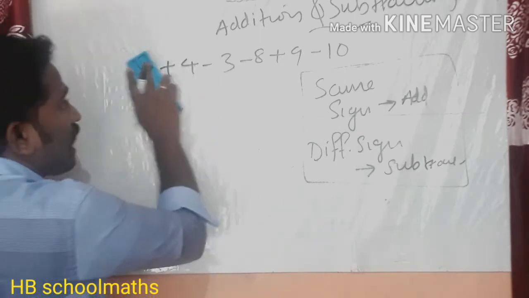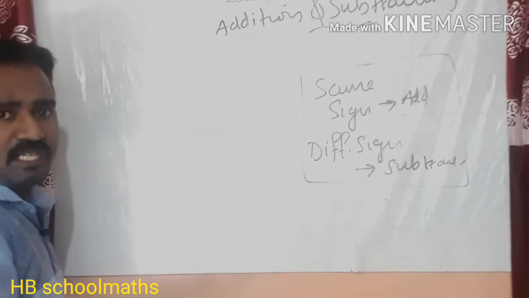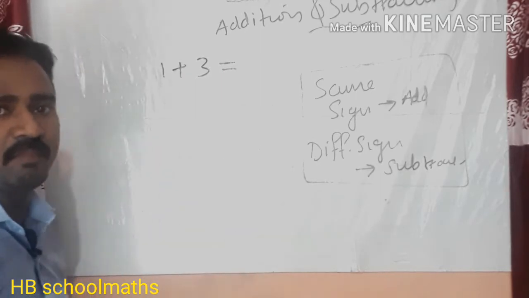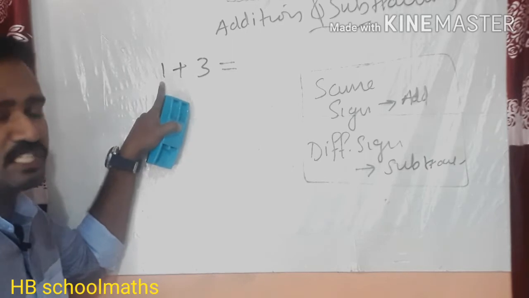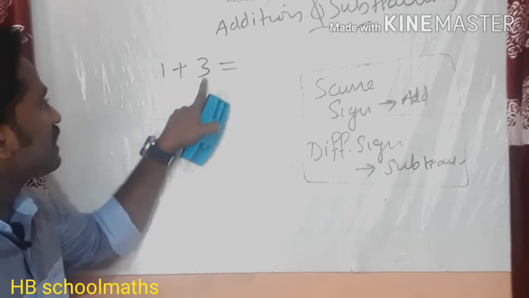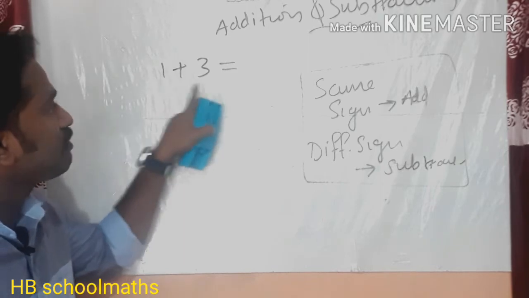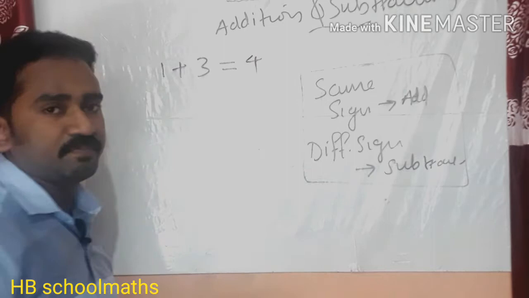After that, let us add and subtract. Suppose one simple example: 1 plus 3, answer 4, we know that. But see here, 1 is a positive number only, as there is no sign on the left side of 1. And 3 has a plus symbol, so it is positive. Both are the same sign, so we will add. 3 plus 1, 4 is the answer.